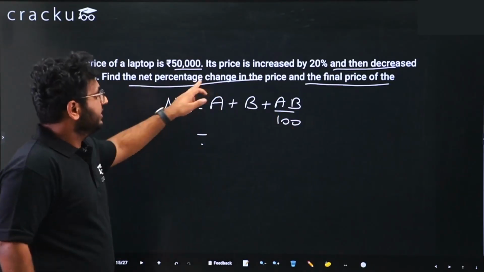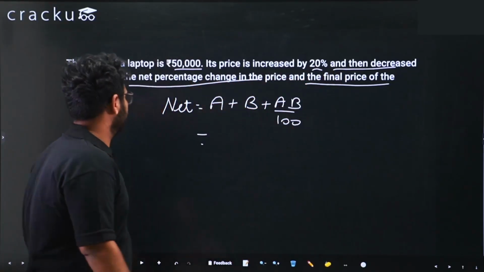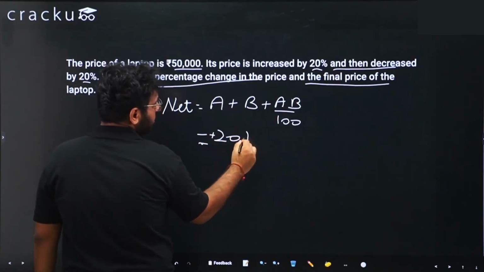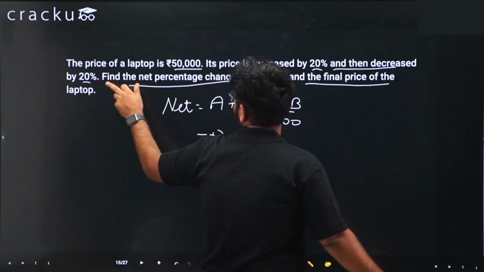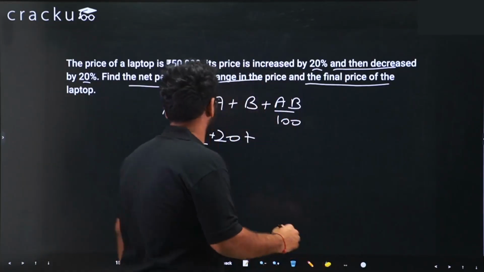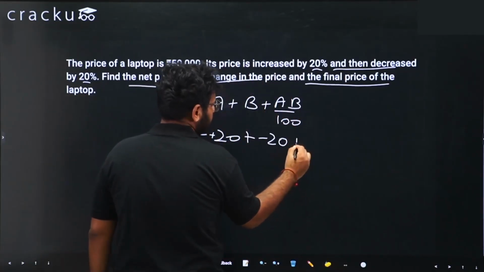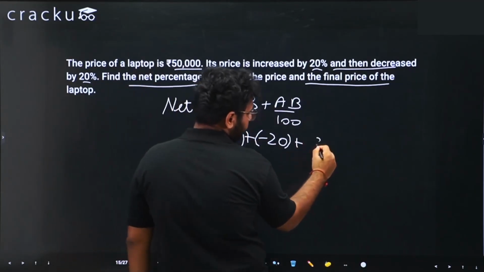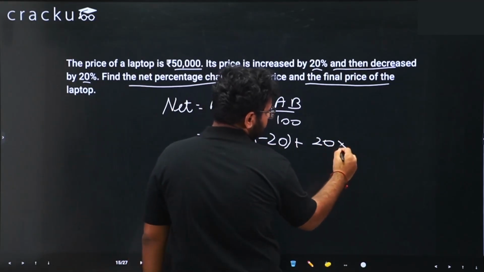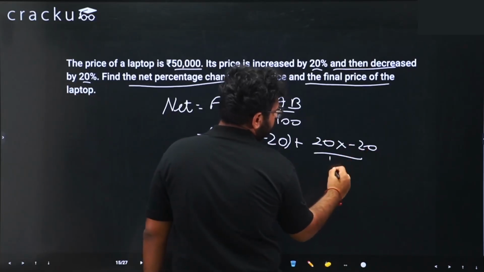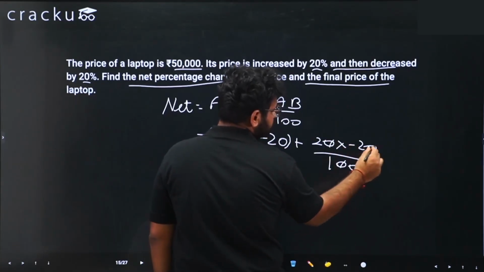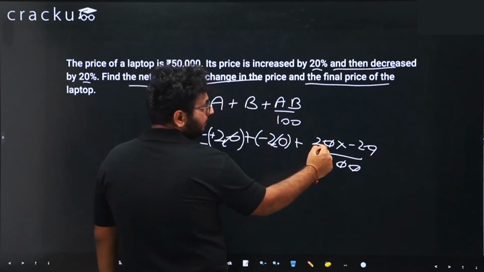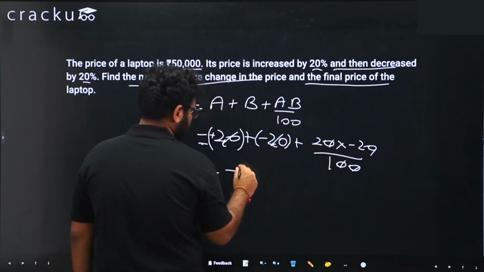So A is what? It is increasing by 20%. So 20 plus, and then decreased by 20%. So decrease is what? Minus. So minus 20 plus. So A is 20, B is minus 20, divided by 100. So both 0s get cancelled out. This will be equal to what? 20 minus 20, 0. Minus 2 into 2 is minus 4. So minus 4%.